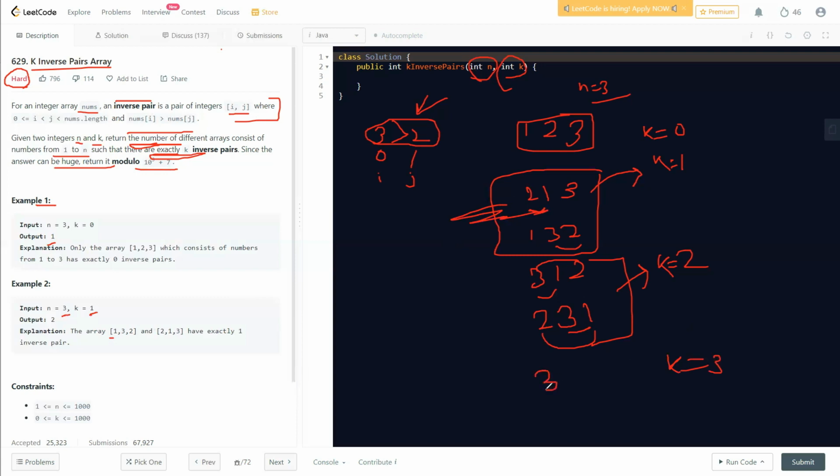We can place 3 in the beginning, then you can place 2 over here, and then you can place 1 over here. So we find 1 and 2 is an inverse pair, 3 and 1 is an inverse pair, also 3 and 2 is an inverse pair. So we find that that's k equal to 3. We cannot find any other possibility for k equal to 3 and n equal to 3. So there's only one case available.